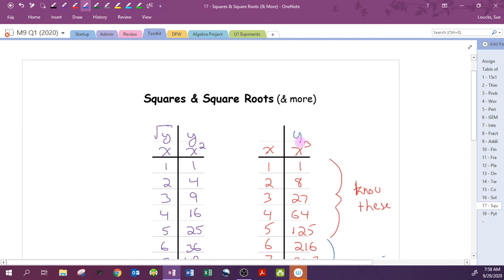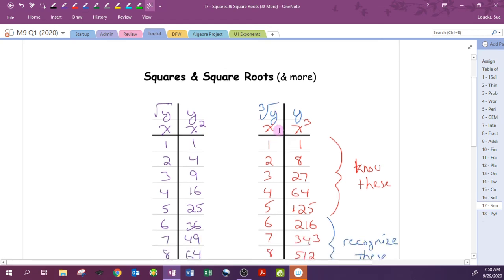All right, and then down here, the other thing that I will add is that if this column is y, then this one is the cube root of y. Because cubing something and taking the cube root of something, those are inverse operations. One does, the other undoes.